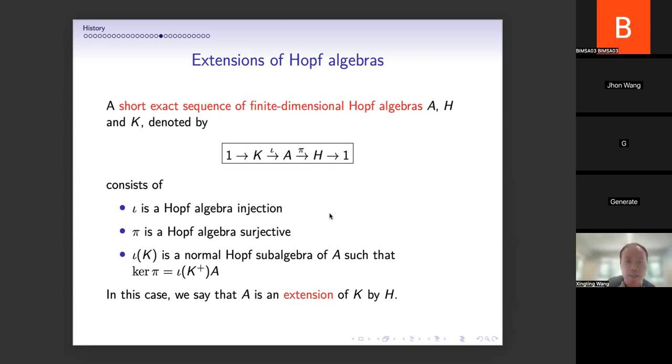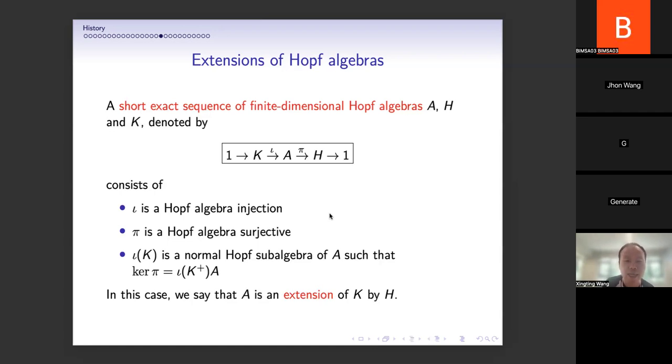So first, a quick reminder of what an extension of Hopf algebras is. We know extensions of groups: you have a normal subgroup, and then you have the quotient group, and the middle one is called the extension. Now this happens for Hopf algebras as well. If you have three Hopf algebras K, A, H, when we say A is an extension of H by K, mainly we mean the following three things hold.